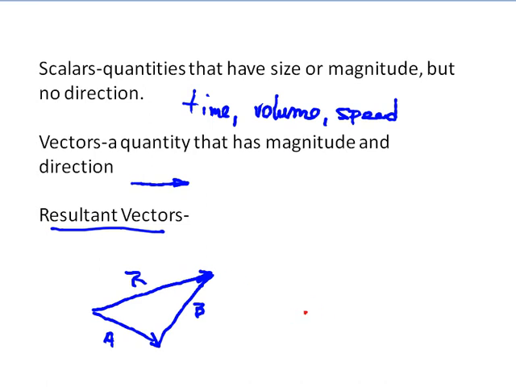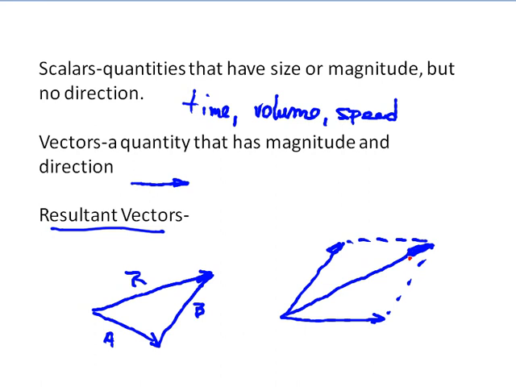We'll also take a look at the component method. We'll have one vector here, and we'll have one vector here. And if we draw a little parallelogram, see this is parallel to this, and this is parallel to this. We have our resultant vector. So we're going to be working with this. First we'll work graphically, and then we'll add numbers to it.